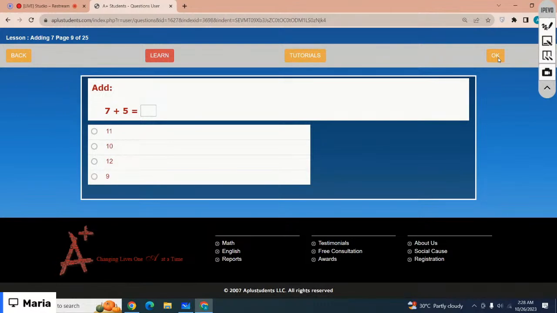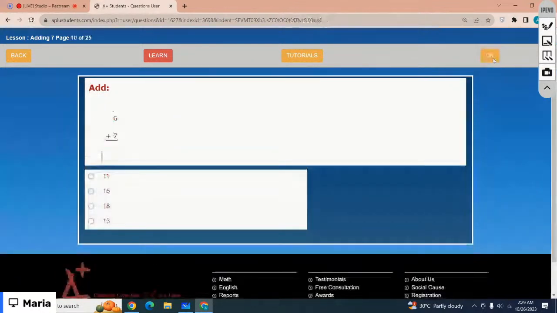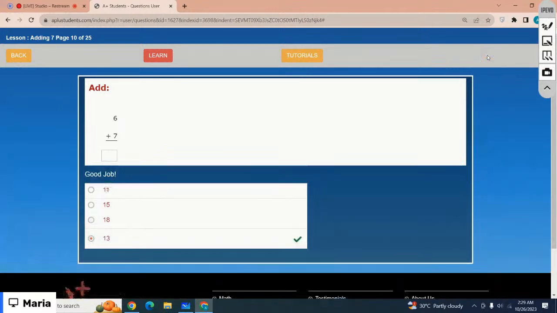The correct option is very good. That would be 12. Okay, the next one is 6 plus 7. So 6 plus 7 makes 13. Yes, that is 13. So the correct option is 13.